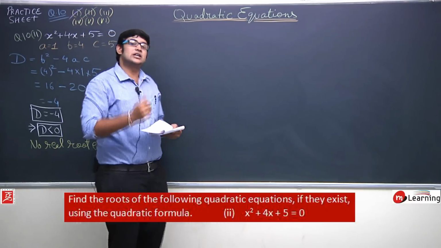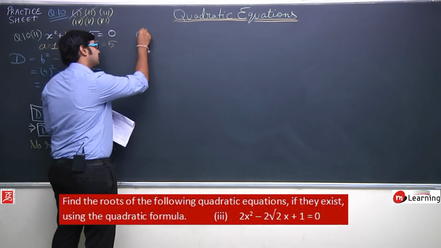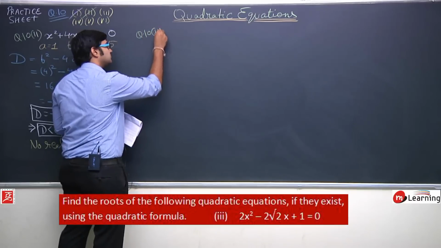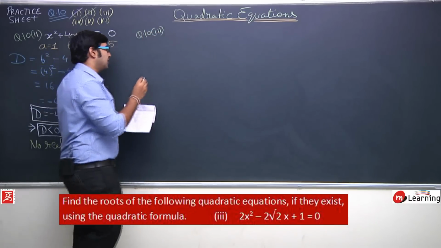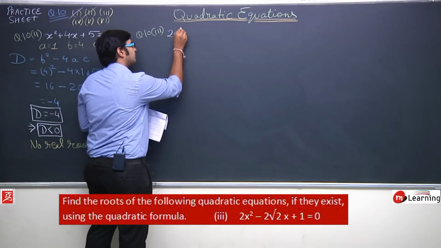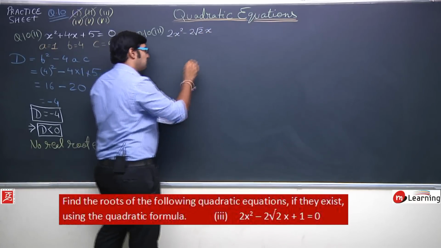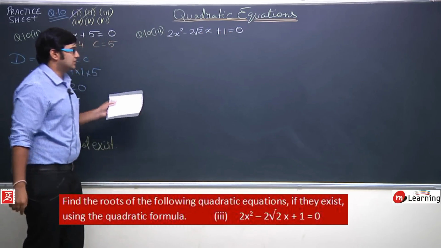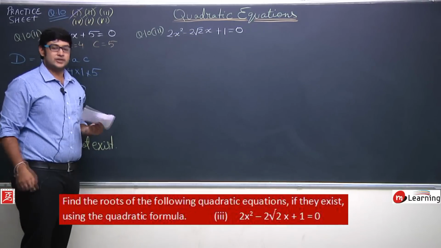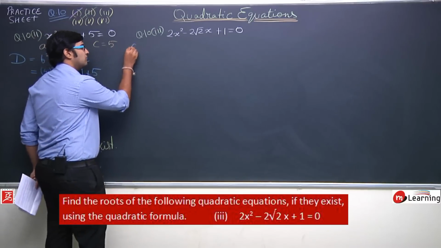So let us switch to the third part of question number 10. Third part of question number 10 has the equation 2x square minus 2 root 2 x plus 1 is equals to 0. This is a quadratic equation, and from this quadratic equation I can determine the value of a.